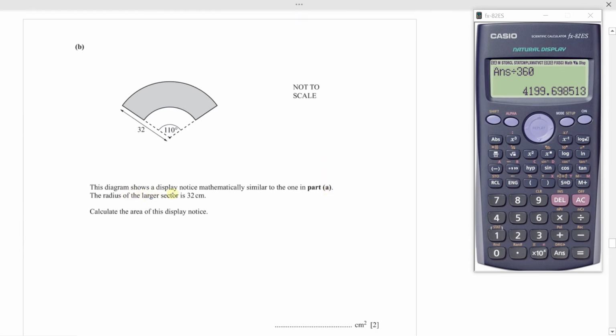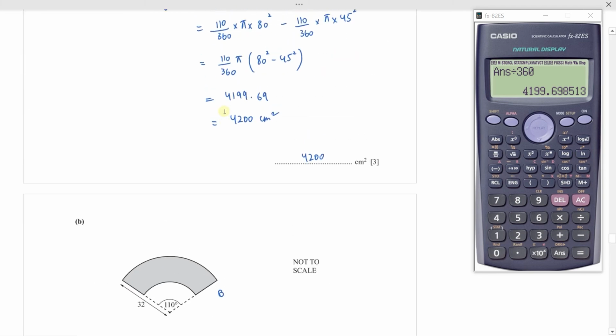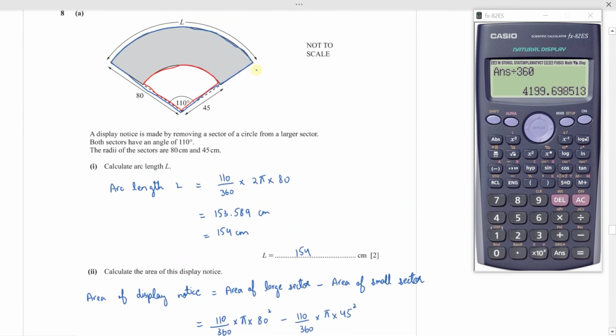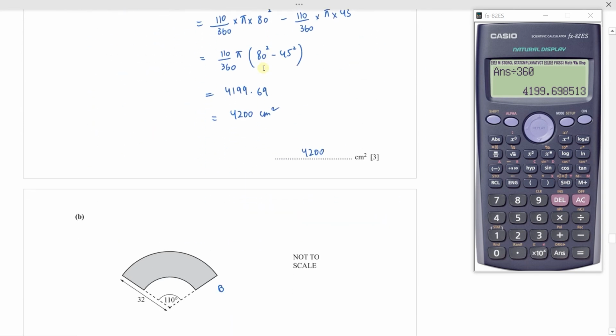Part B is the diagram shows a display notice mathematically similar to one in part A. The radius of the large sector here is now 32 centimeter. Calculate the area of this display notice. So we have to calculate the area of this shaded region here. So let me call this display notice in part B as display notice B, and we can call this one as display notice A.